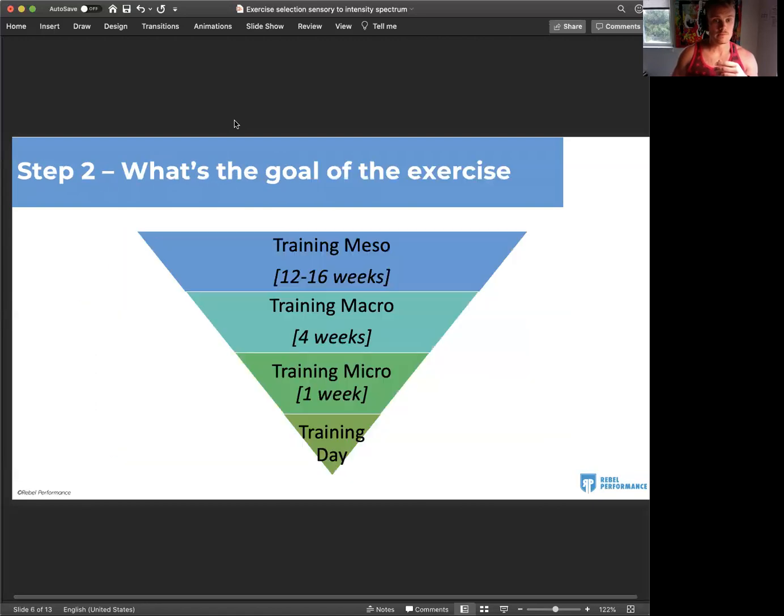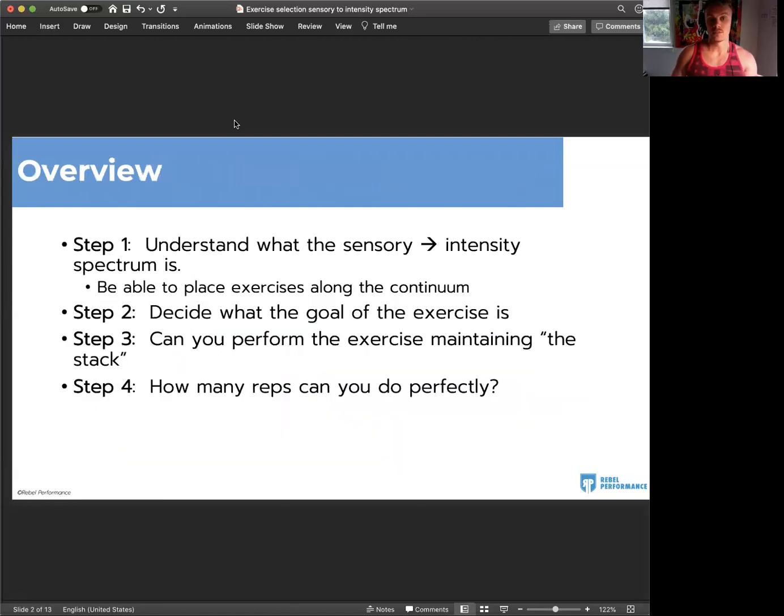So those are the 4 steps. Understand what the spectrum is, be able to place exercises on it, decide what the goal of the exercise is. In that training day template, pick what section is trying to accomplish what thing. Is it trying to be intensity biased? Is it trying to be sensory biased? Step 3, your first exit strategy, when you watch the athlete or watch yourself or feel yourself do the exercise, can you maintain a stack? Step 4, how many reps do you do perfectly, right?